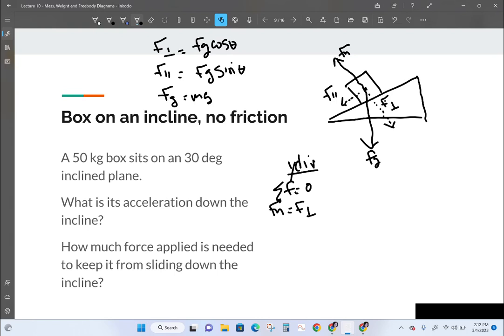So Fn is going to be equal to the weight. Well, the weight is mg times cosine of theta, right? And F perpendicular is that weight times cosine theta. So it's going to be mg cosine theta. We've already found that, right? We know that mg is 490 newtons. So 490 newtons times the cosine of 30, and that should be 424 newtons.